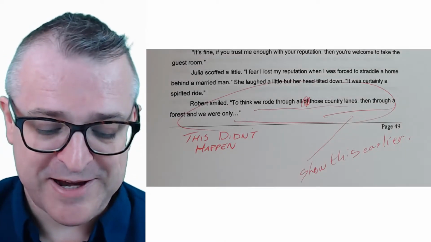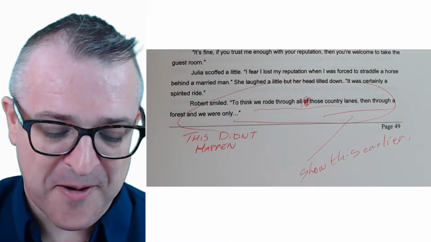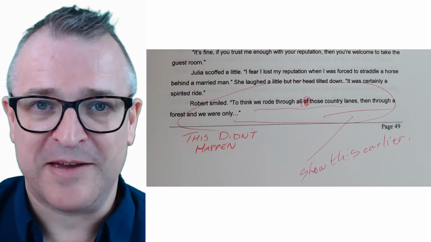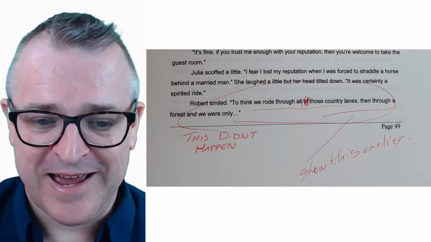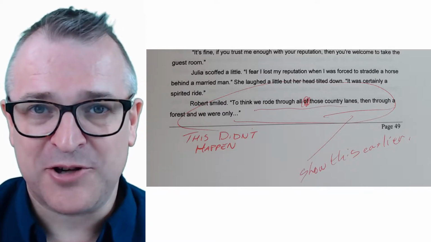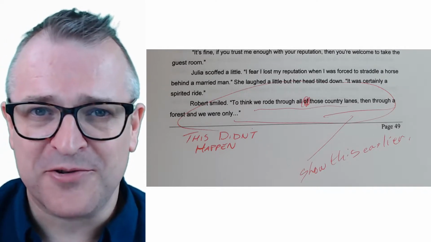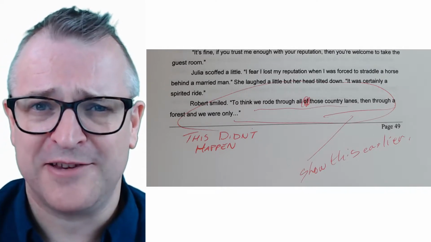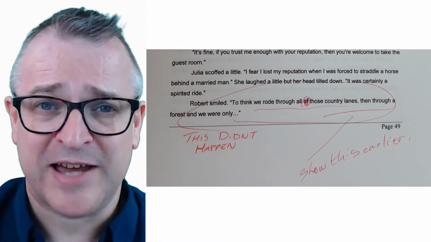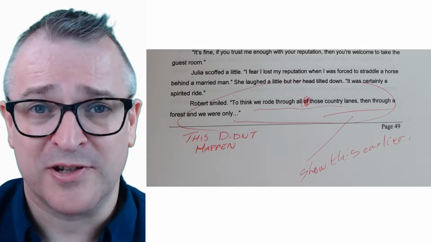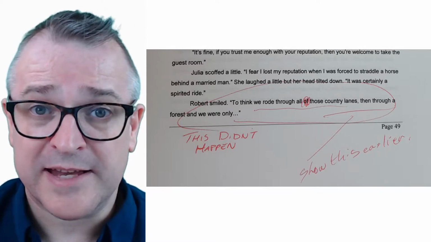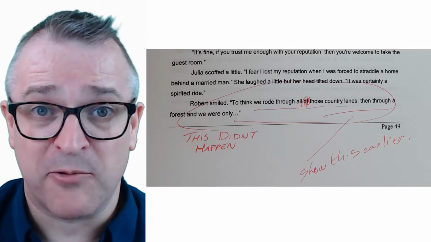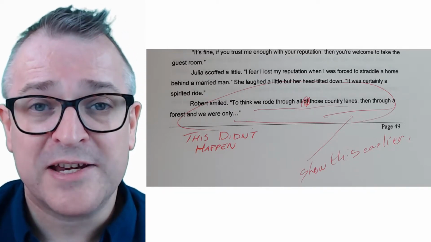I've got a nice piece here of conversation where Robert and Julia are talking, and they went out on horses, and they're talking about how they traipsed around in the countryside, and they went through all of these country lanes looking for somewhere, and they spent a long time and then discovered they were actually very close. The problem is that didn't happen earlier in the story. They just went out riding on the horses, but it was a nice piece of conversation.